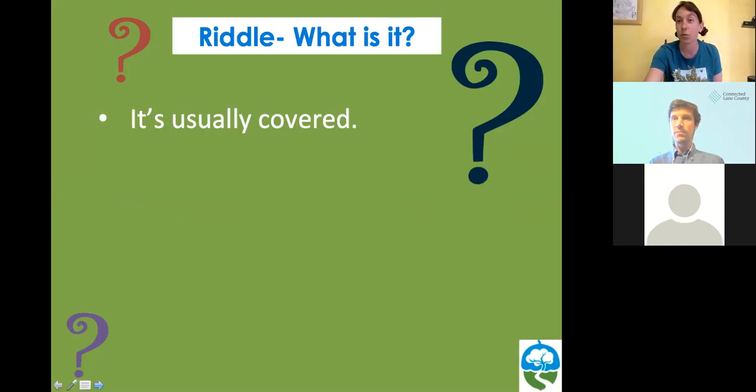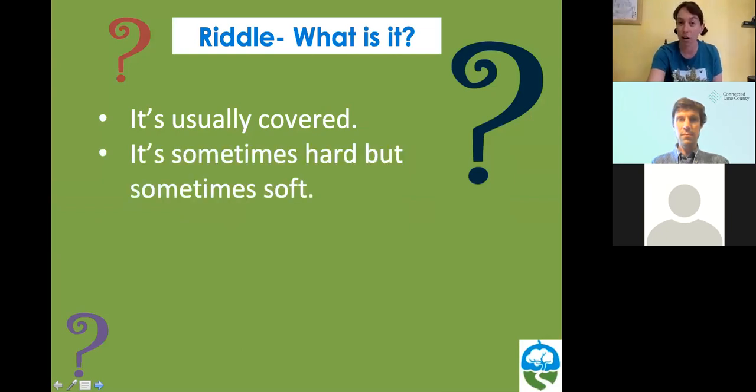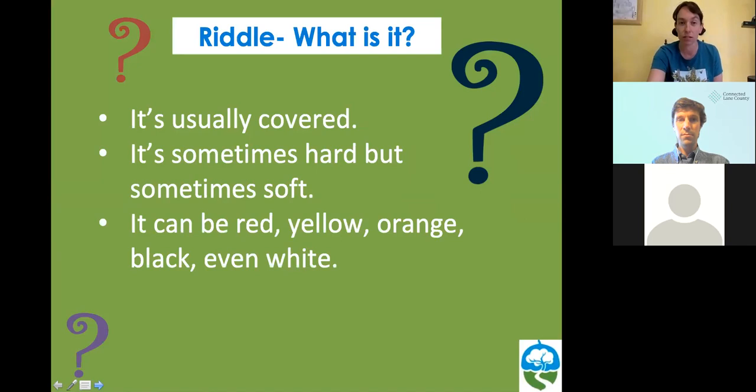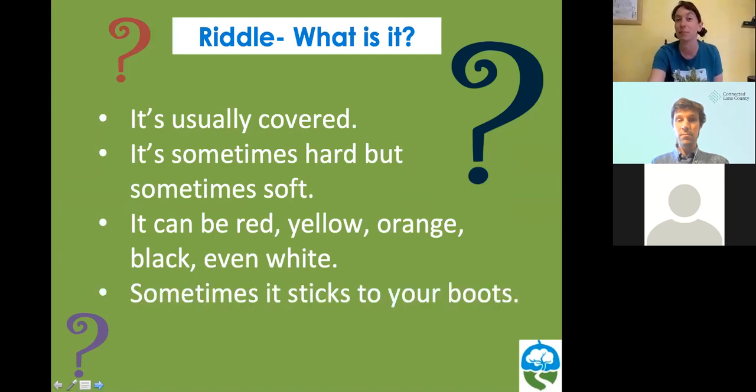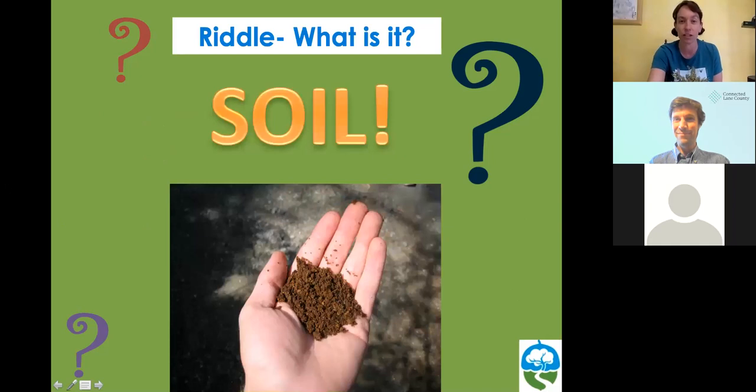And today we are talking about a really important thing that gets forgotten a lot. It's usually covered. You can try to guess what it is. It's sometimes hard, but sometimes soft. It can be red, yellow, orange, black, even white. And when it's wet, it sometimes sticks to your boots. So probably from what Justin said already, you've already guessed that it's soil. So soil is really important for a lot of different reasons.